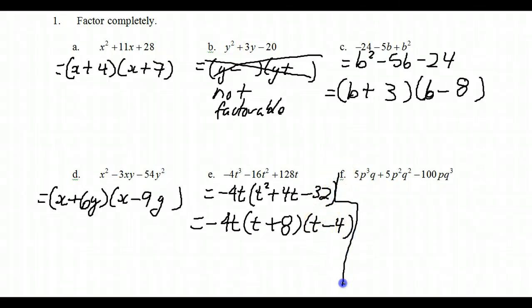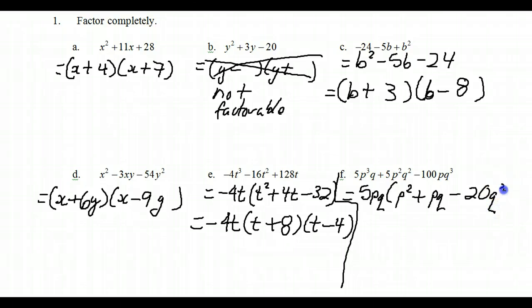Okay, last one. Let's squeeze some space in here. Again, we have a common factor. 5 goes into everything. There's at least a p in each of these, and again, at least a q. So 5pq. Our first step is always common factoring. Okay, I've already got the 5 and the q, so I need a p squared plus, I've already got a p and a q, so plus pq minus 20, and I've already got the p, so this will be q squared.